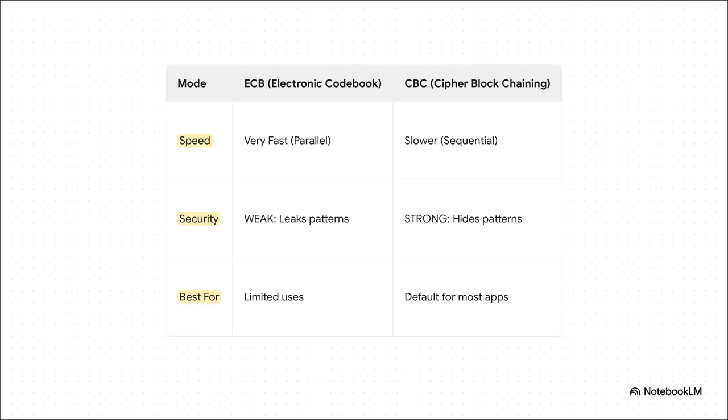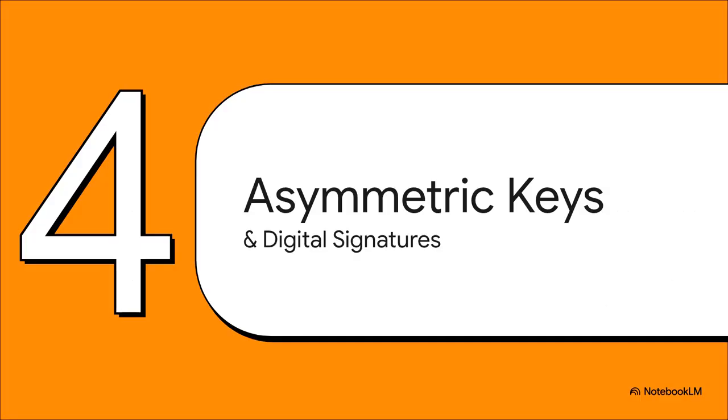That's why we have modes like CBC. It's a little slower because it chains the blocks together. The encryption of one block depends on the one before it. This completely smashes any patterns. So yeah, it's that classic trade-off. Do you want pure speed or do you want real security? So, symmetric encryption is fast and powerful. Awesome. But hang on, it creates a whole new headache.